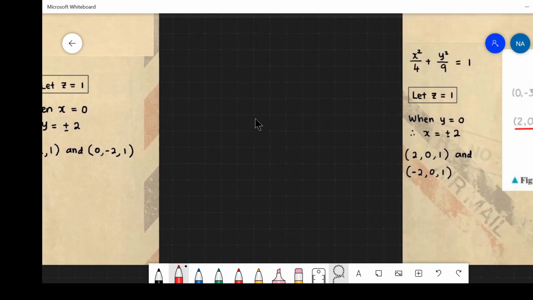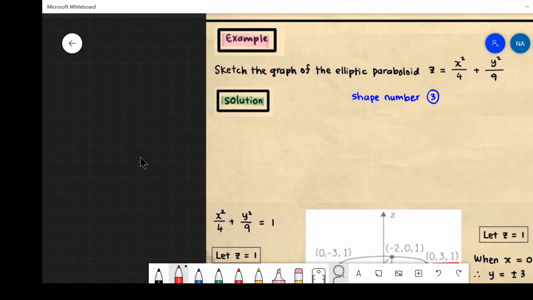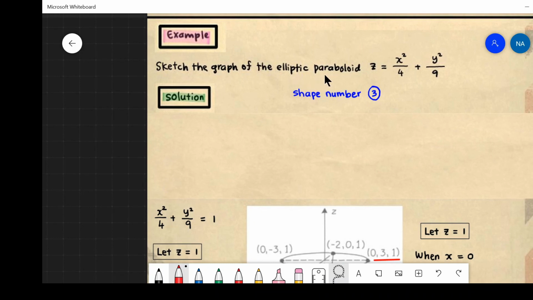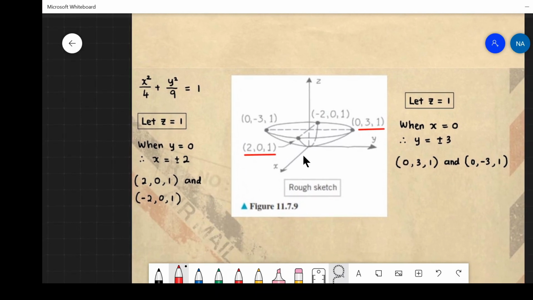Okay, our last example here has a simple shape. This is the elliptic paraboloid. We are given the elliptic paraboloid equation, which refers to shape number 3, and then this is the sketching. Just imagine we make the sketching first before the coordinates, then we need to identify the most important points on the sketching, which are this point and this point. So we get these points, and we get all the coordinates basically.